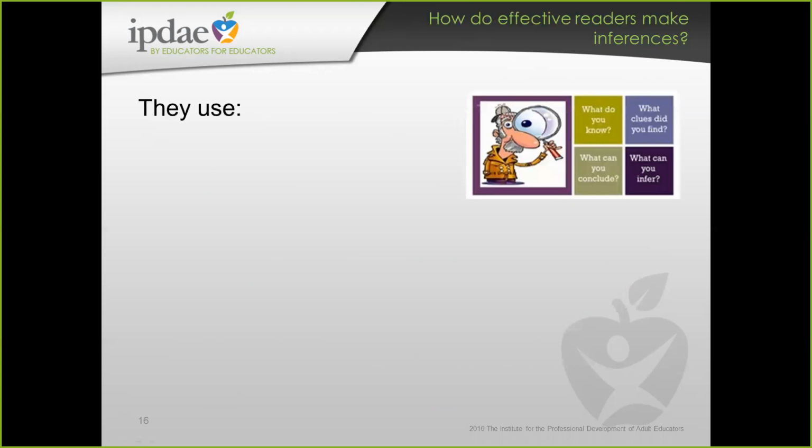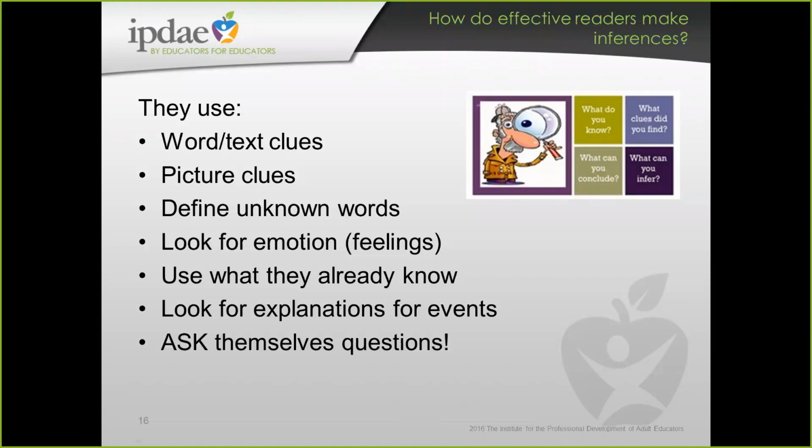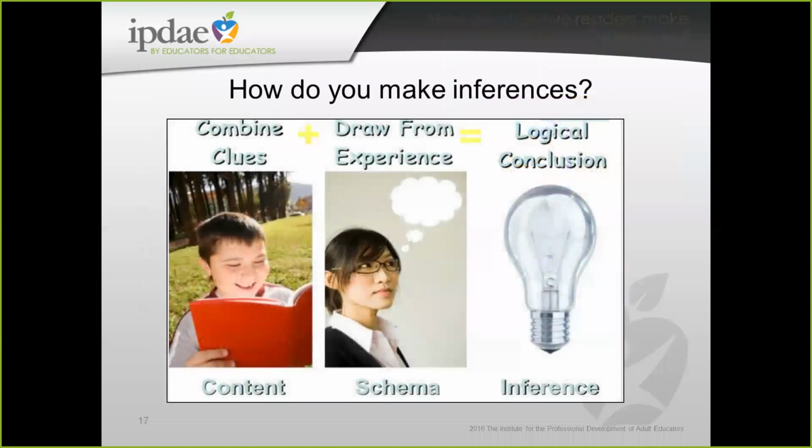That's so true, because if our students aren't able to use not only those word or text clues, but also picture clues, and if they don't know how to define unknown words or look for emotion or feelings, you know what? A good reader also, as you said, uses what they already know. They look for those explanations, and you're right, they do ask themselves a lot of questions as they go through. They are not literal readers. So, how do we make inferences? We combine those clues, we draw from experience, and we make that logical conclusion.